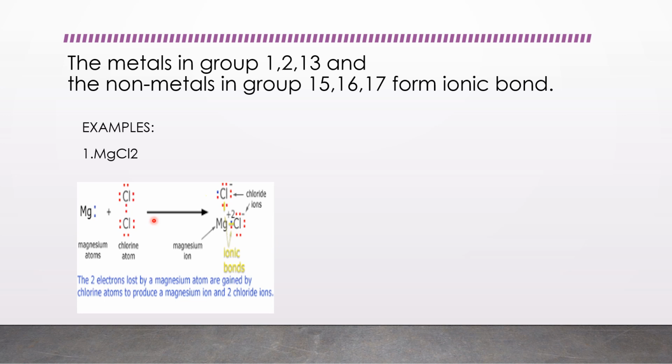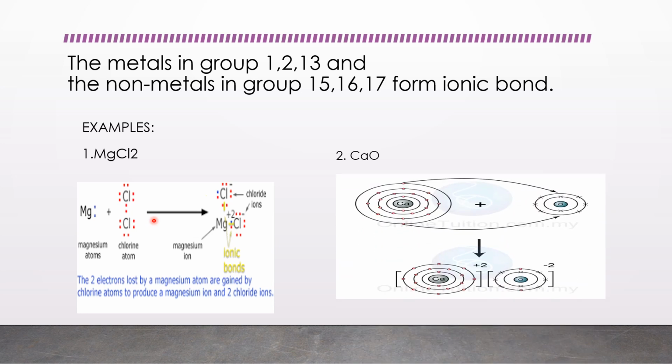Okay, and then the next one is calcium oxide. Calcium is in group 2 and oxygen is a non-metal. Okay, and they transfer the electrons to form an ionic bond. The bond between calcium and oxygen is ionic in nature.